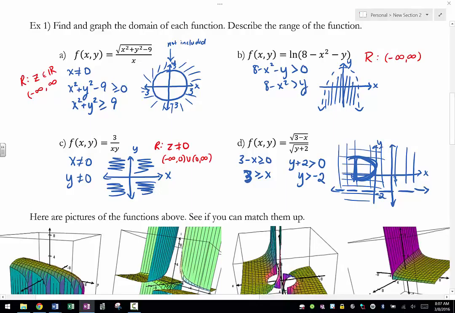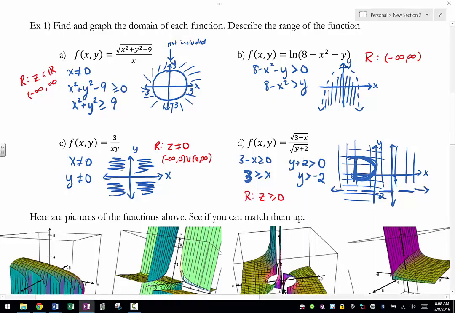And then I think about this guy over here. This is always positive and maybe 0, and this is always positive. So my range definitely could include 0 and positive values. So far, I think z is greater than or equal to 0. Now let me see if it could not equal anything else. I think everything else is going to be okay here. So if z is greater than or equal to 0, that seems pretty reasonable. So, yeah, I think that's my range.